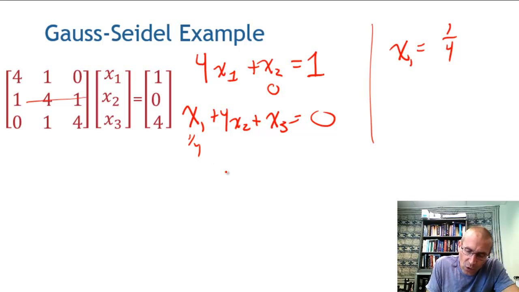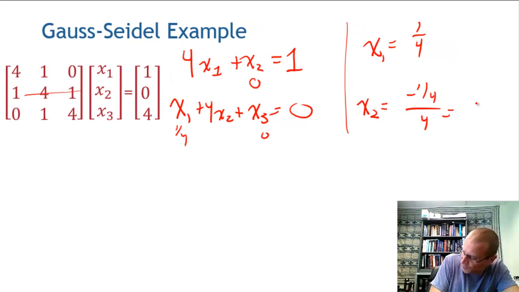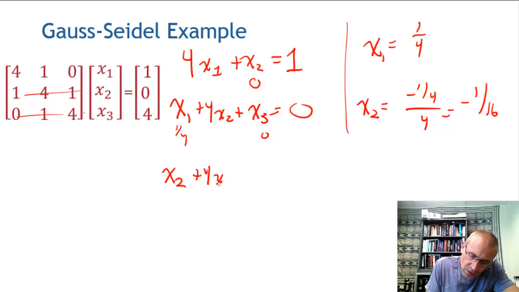X1 is a quarter. X3 is still a 0, everything less than that. And so I'm going to go ahead and solve for x2, and x2 is going to be equal to minus 1/4 over 4, or minus 1/16. So there's my new value of x2, and then I'm going to get my first guess for what x3 is. And x3, what I have is x2 plus 4x3, and that right there is equal to 4.